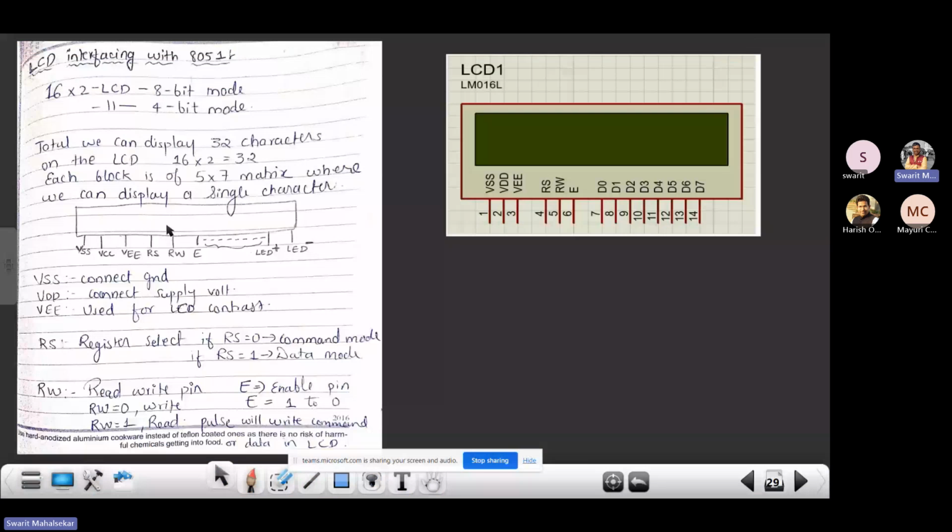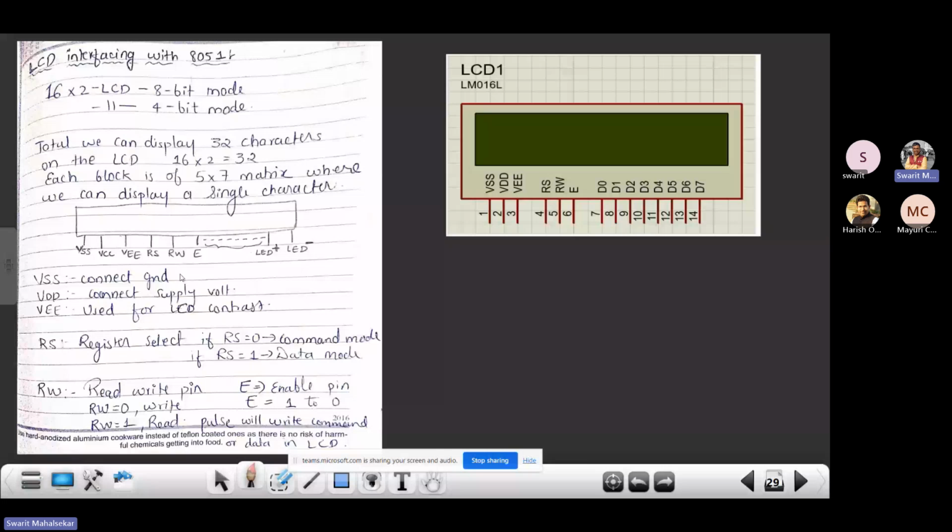So now let's proceed further, and now we will try to understand the function of each and every pin that is available over here. Starting with the very first pin, that is VSS. We need to connect this particular pin to ground.